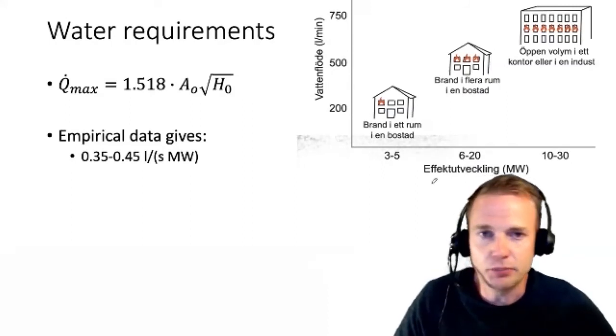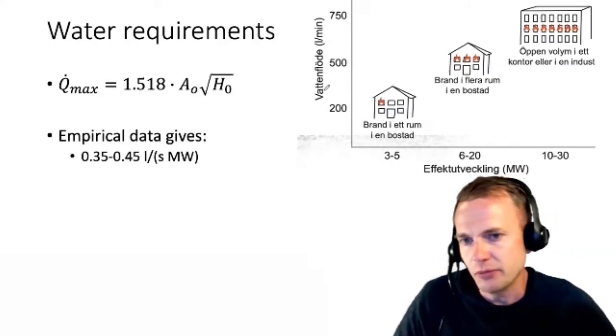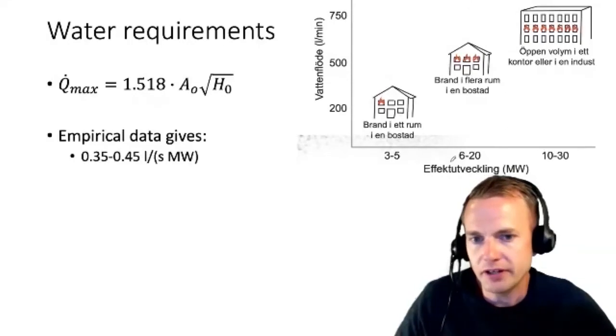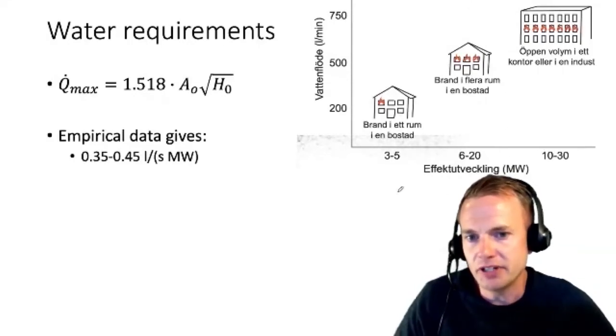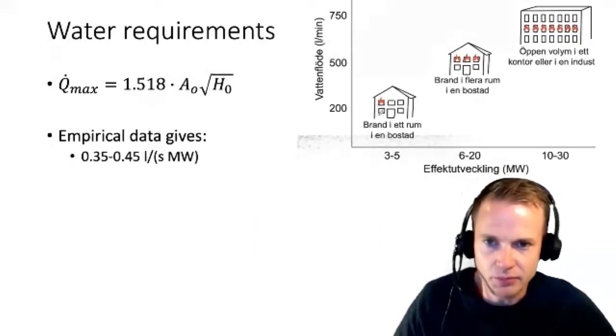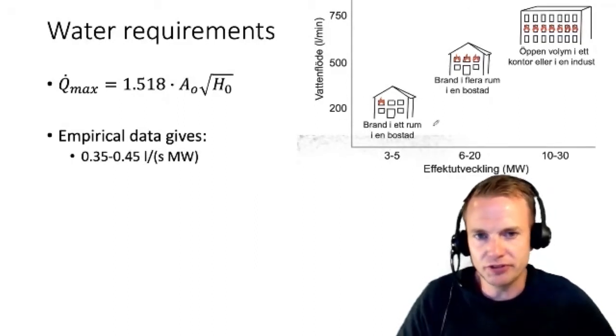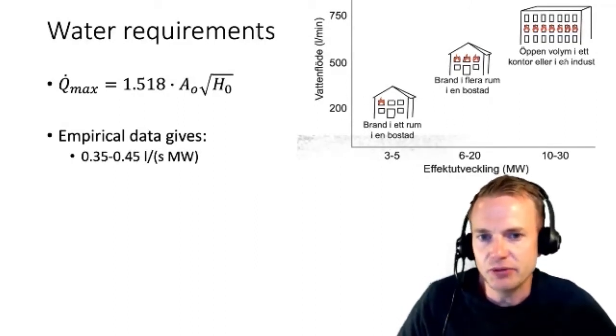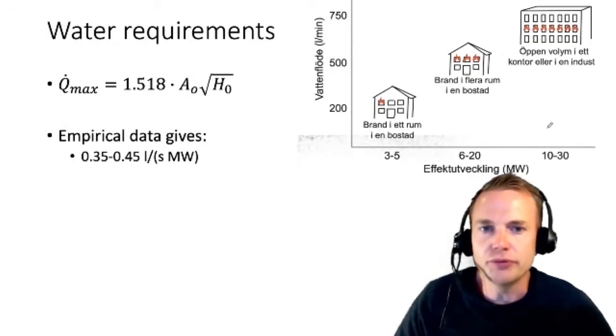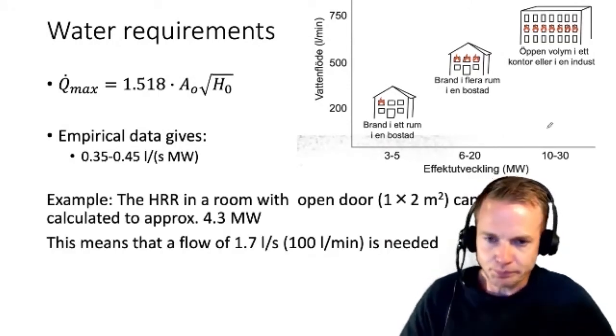Now, this is a picture in Swedish, but here we have the flow of water, and here we have the heat release rate. And we can see if we have a heat release rate of up to 5 megawatts, this is the type of building, and this is the type of fire, and this is the amount of water in liters per second that's needed. And with increasing heat release rate, of course, we would need more water.